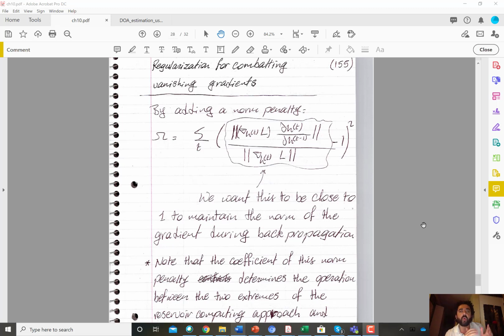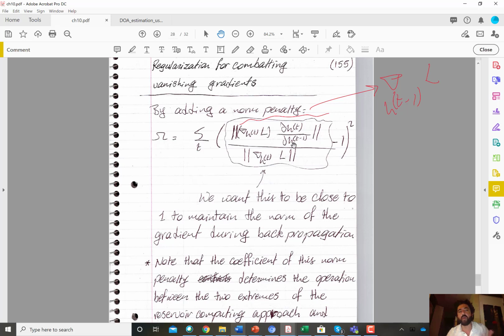So why did we focus on that Jacobian in the echo state network? Because it is this Jacobian that gets multiplied by the gradient. The gradient with respect to h of t times the Jacobian of h of t with respect to h of t minus 1, that's what will give you the gradient of the loss function with respect to h of t minus 1.